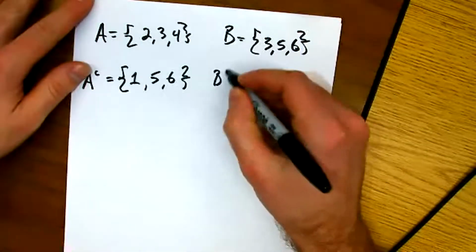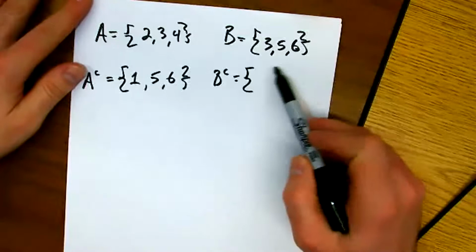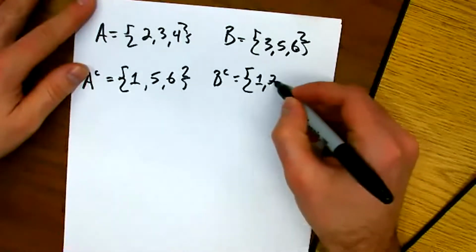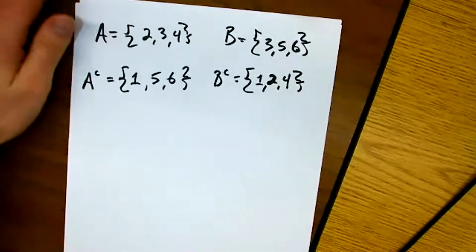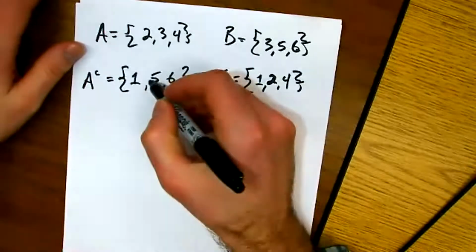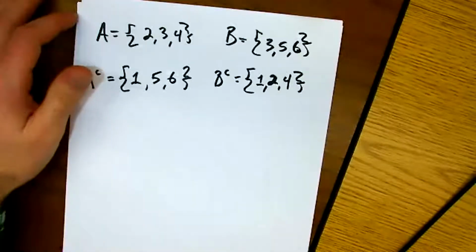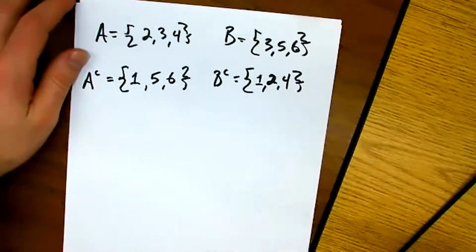What if we wanted B complement? What are the outcomes that are not in B? 1, 2. Yeah, 1, 2, and 4. No, you weren't wrong. We just missed an easy one at the front there. So that's how we look at complements. It's just every outcome that is possible that's not in whatever we're looking at the complement of.